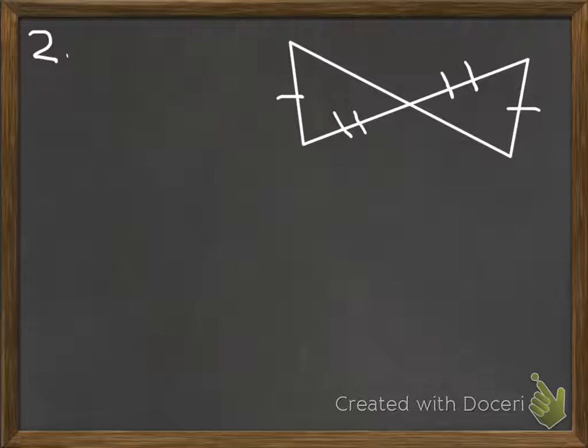Our two choices from today is either side, angle, side, or side, side, side. Those are our only two choices. So looking at this, do we have enough information? And initially looking, you would say no. But what you should notice is this angle is congruent to that angle because they are vertical angles.